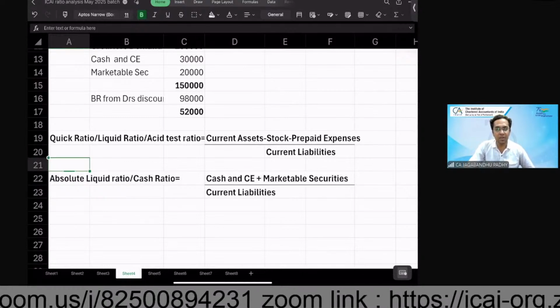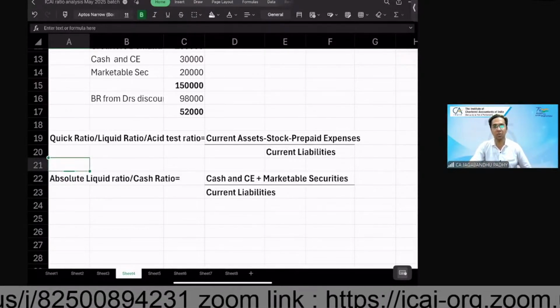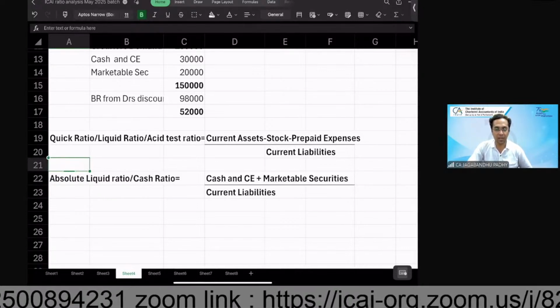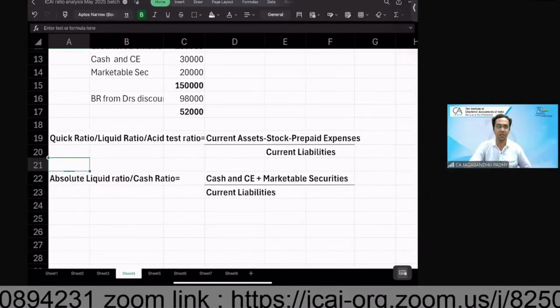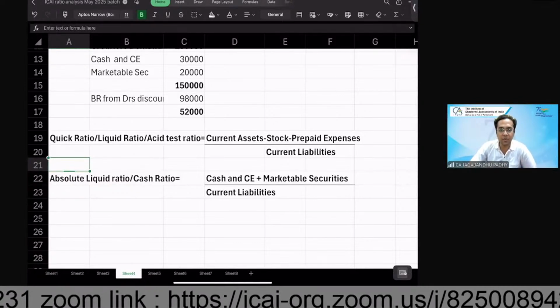Operating expenditure means day-to-day expenditure. Yes, all the expenditure that you need to run your business, to keep running your business, like your purchases, your salary to staff, all of them are your operating expenditure.